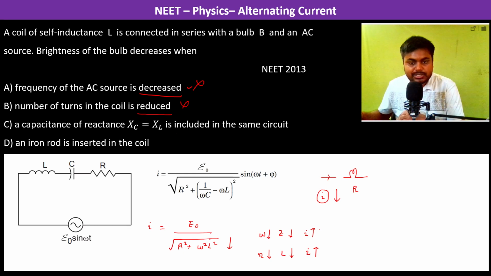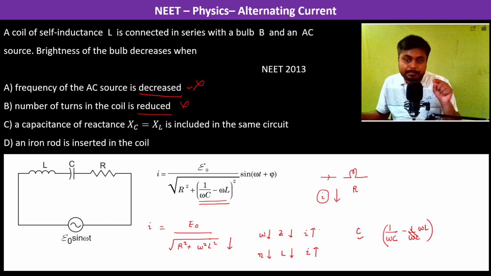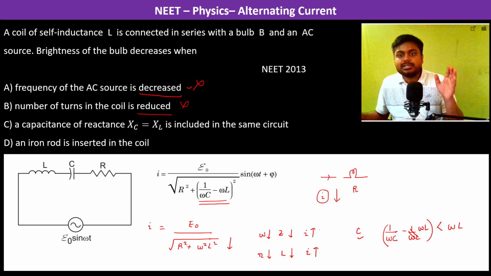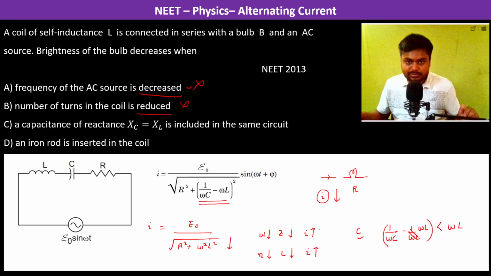Okay, so if capacitance is included, so what happens? Now there is going to be a difference here. When capacitance is there, then it's going to be 1 by omega C minus omega L, which can be lesser than omega L. Okay, so therefore it may increase or it may decrease also. So it is not certain whether the brightness will increase or decrease.